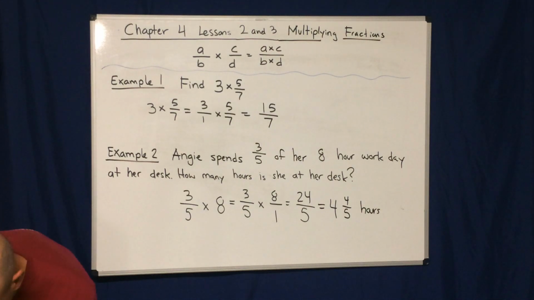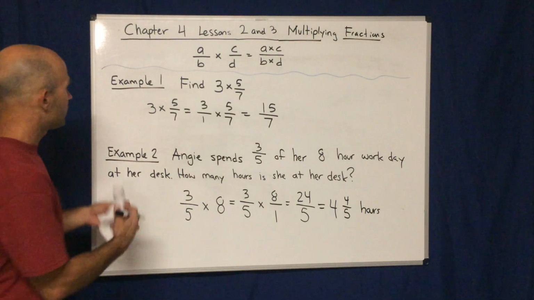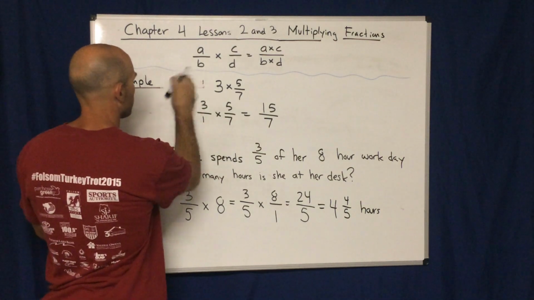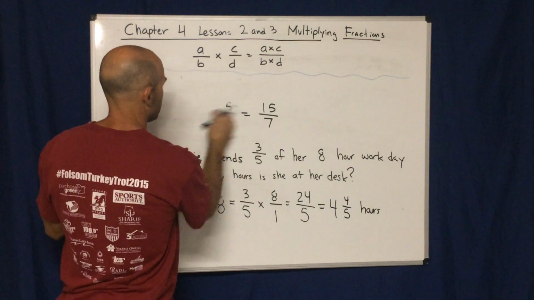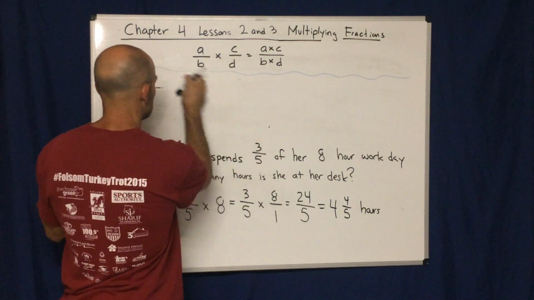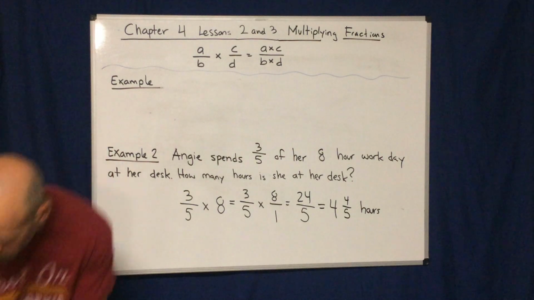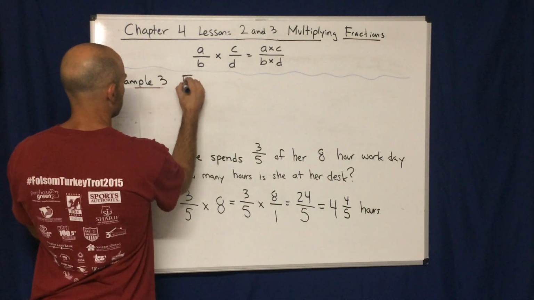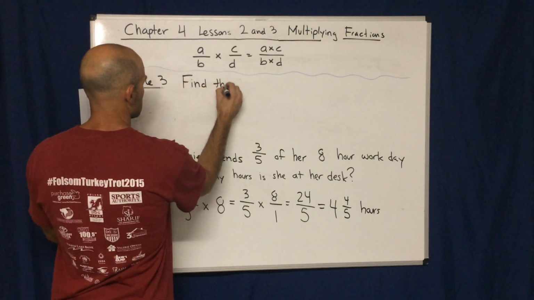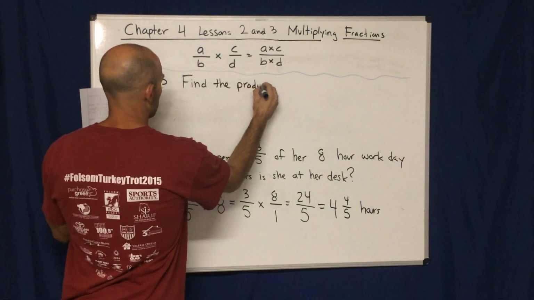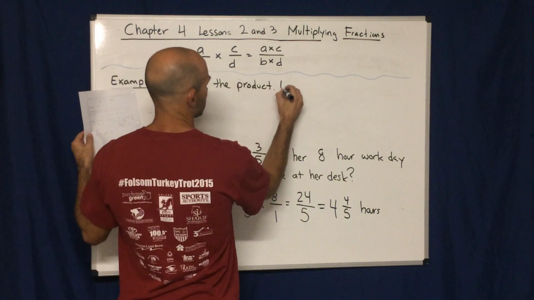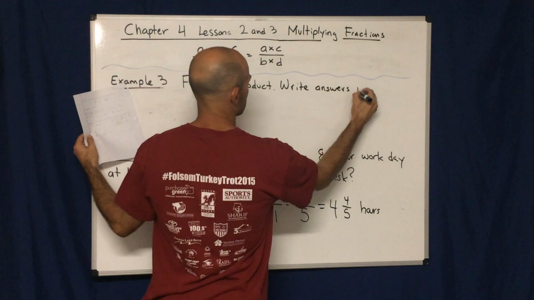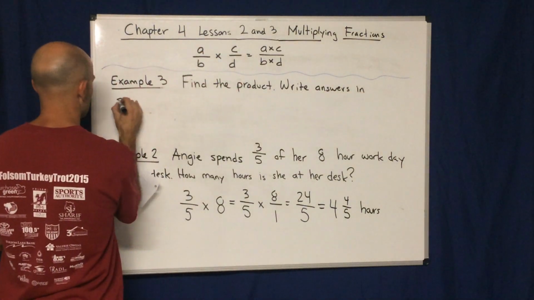All right, so just one final example, example 3. Now it will have several parts to it, but still we'll go ahead and work it out. Here we're going to multiply fractions together again. So let's take a look at the ones we picked. Example 3, find the product. And we want to be sure to write answers in simplest form. So reduce the fractions if we can.